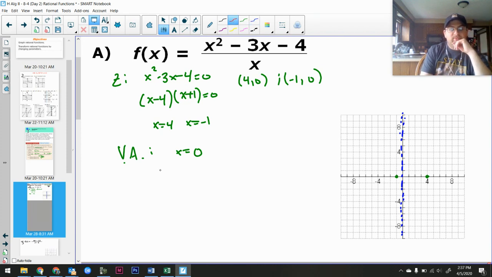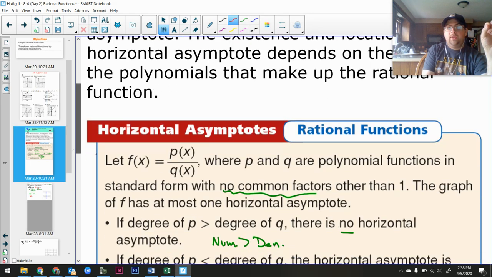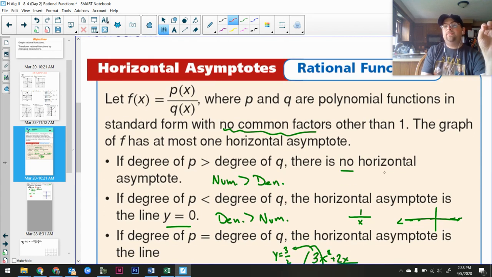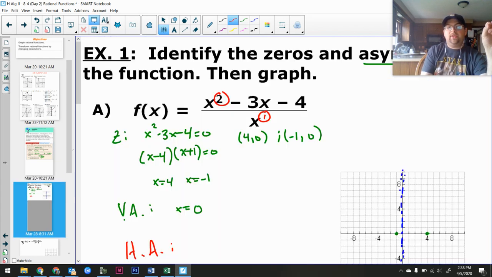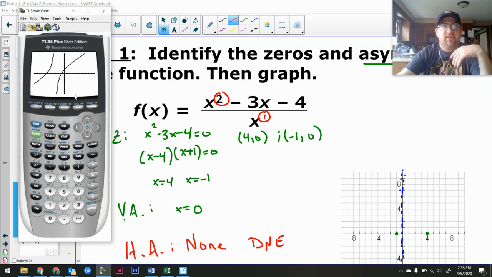Okay, now my horizontal asymptote, sorry, singular. My horizontal asymptote, if it exists: is it top heavy or is it bottom heavy? The degree on the top is 2. The degree on the bottom is 1. It's top heavy. The degree in the numerator is greater than the degree of the denominator. Guess what? It has no horizontal asymptote. None. Or you could write DNE, does not exist. That's acceptable too. Okay, so at that point, let's go to my calculator, just like we did on the last couple problems of the last section.